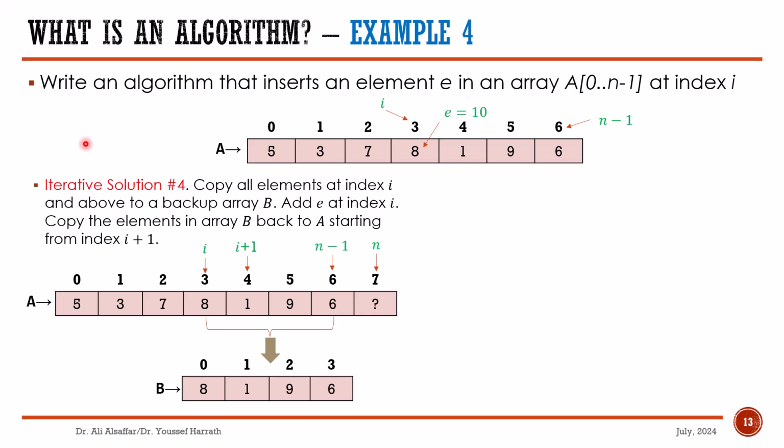Like the previous three solutions, the fourth solution is also an iterative solution. The new idea of the solution is first to copy all the elements at index I and above into a backup array called B. Then after that, you add the new element at index I. Then finally, copy back the elements in array B to array A starting from index I plus 1. Let me show you how to write the pseudocode for this new solution.